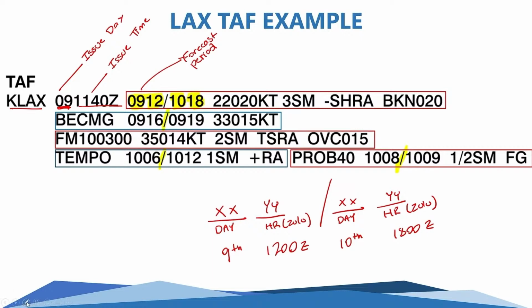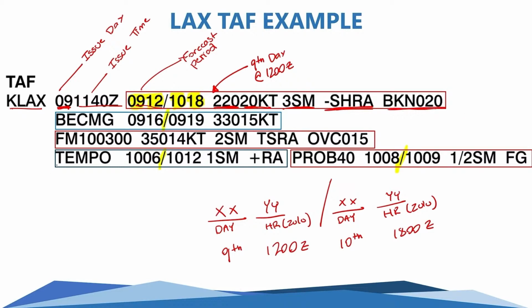So going on and kind of reading this from this point, right here, this is basically starting at the 9th day at 1200 Zulu, okay? Because that's where this thing starts. And at that period of time, we have the following conditions. The wind is going to be 220 at 20 knots, 3 statute miles of visibility, light showery rain, and we've got broken at 2,000 feet, okay? So that is the end of that forecast period.